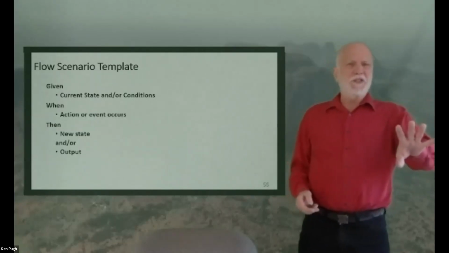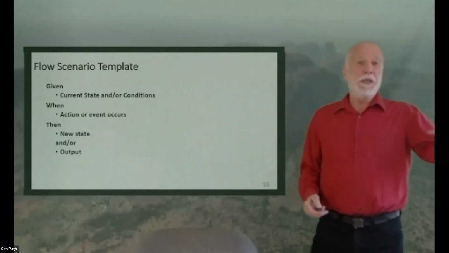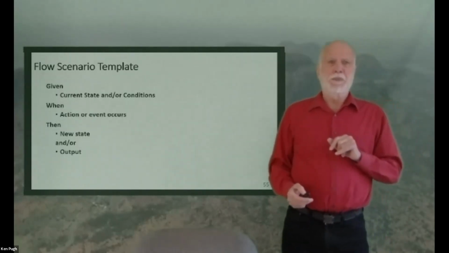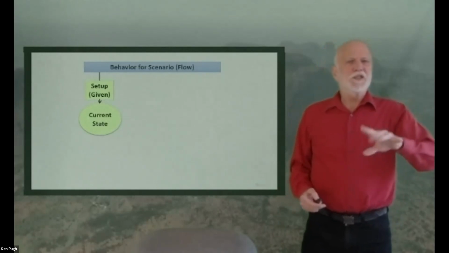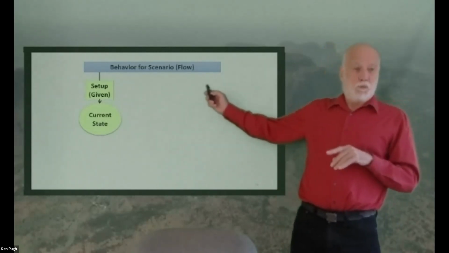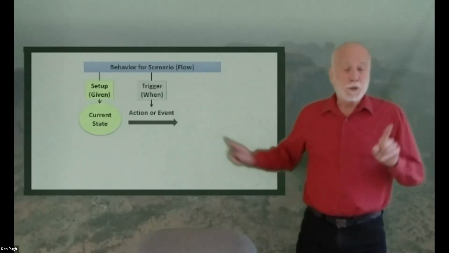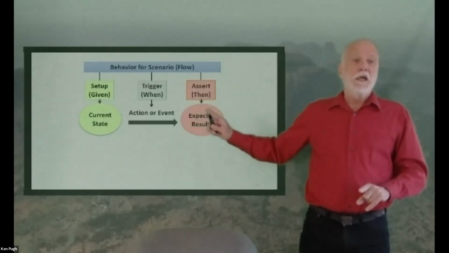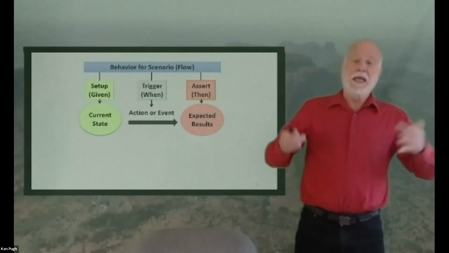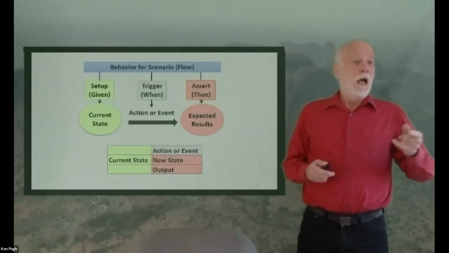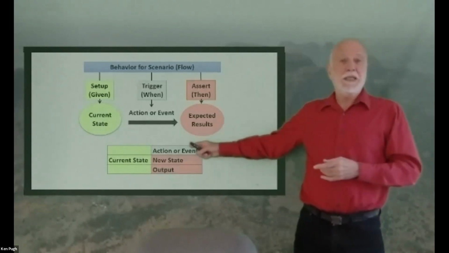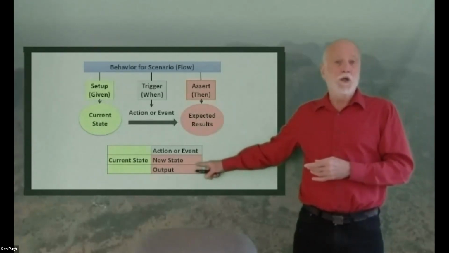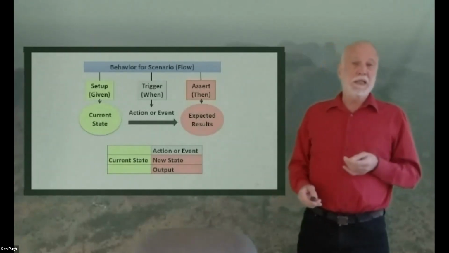Yesterday, we talked about business rules, which simply have an input and output. We're going to hit those again shortly and show some examples there. So here's the behavior for flow. We set up the current state, we trigger some action or event on it, and then we assert, i.e. then we say, here's what we expect. So given a current state, we do an action or an event occurs and we get a new state or we get some output.